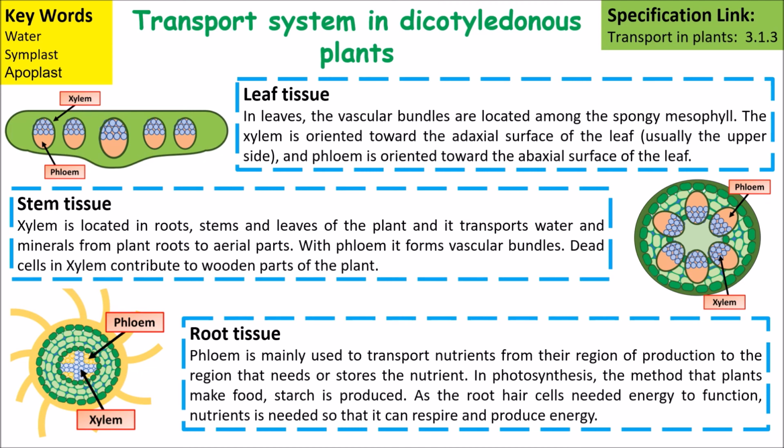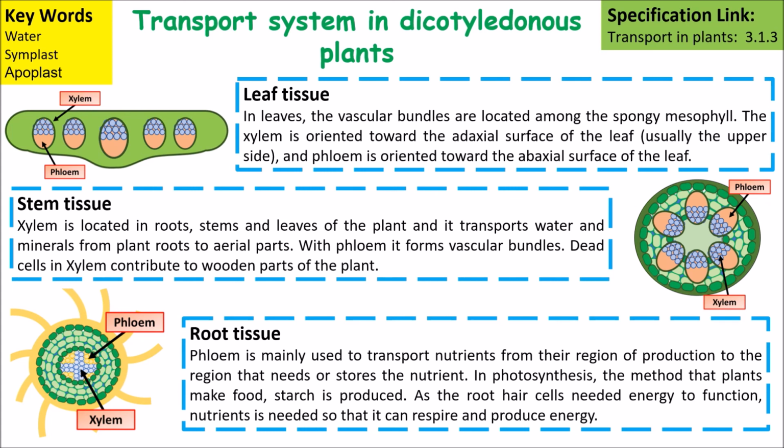In stem tissue, the xylem is located in the roots, stems and leaves of the plant, and it transports water and materials from the plant's roots. The phloem forms these vascular bundles as shown in that diagram, where the xylem is found on the inner part of the vessel, and the phloem is on the outer part.